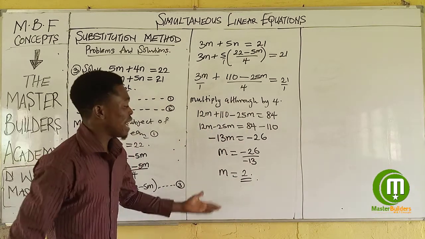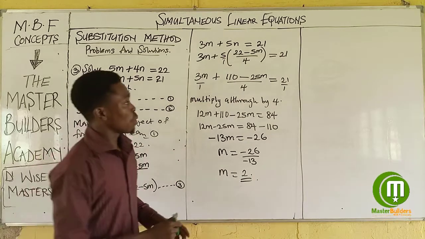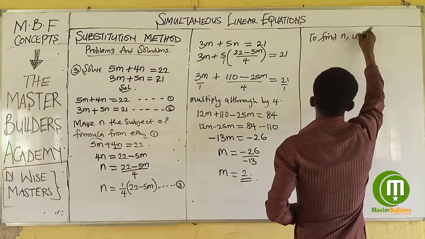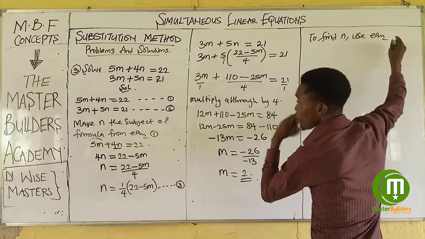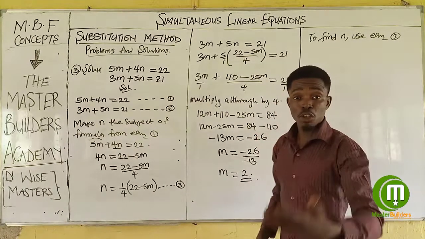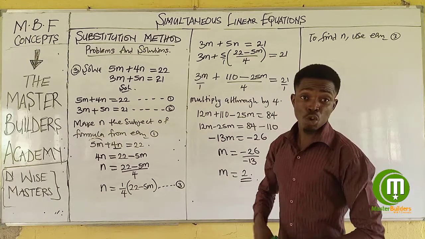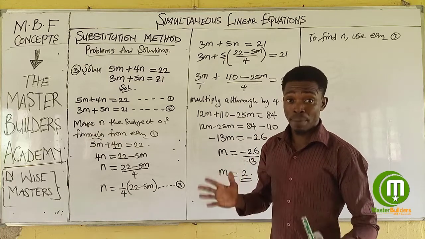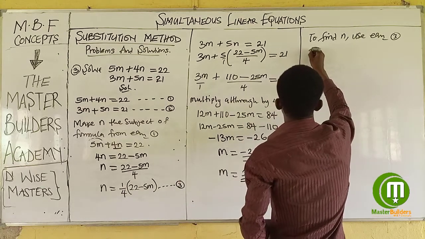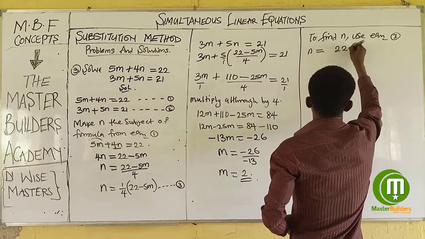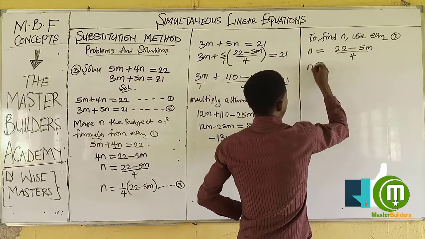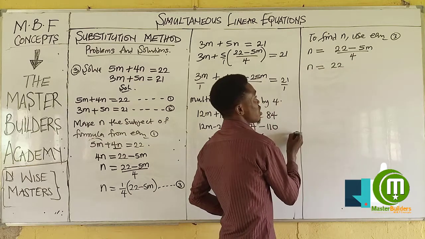All we need to do now is to find the value of m. Now we come here and to find m, use equation 3. Don't forget we are using substitution. So for substitution, I advise that you always make use of equation 3, because there you already made m, or the variable you are about to obtain, the subject of formula. So here now, we have that m is equal to 22 minus 5n over 4.